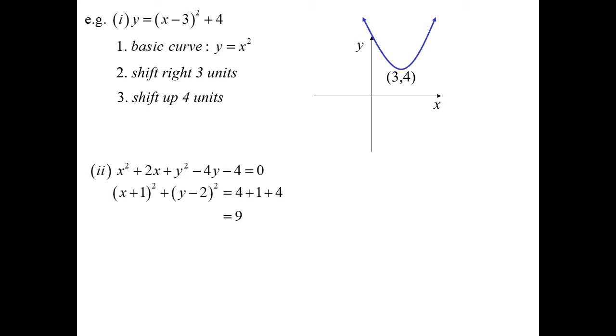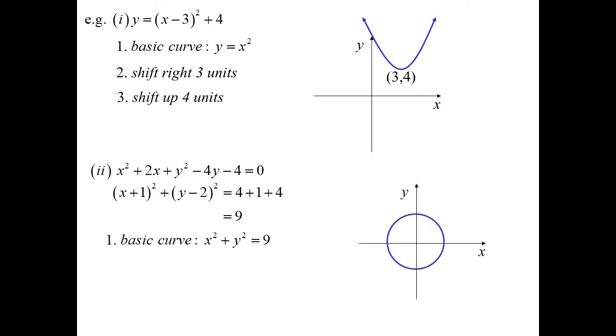So remember, it's half the coefficient of x, so we get plus 1, but the same deal with the y, half the coefficient of y, so we get minus 2. And that means that I've added 1 for the 1 squared and 4 for the minus 2 squared. Along with the 4 we already had, we get 9. So the basic curve is x squared plus y squared equals 9. We know that's a circle, radius 3.